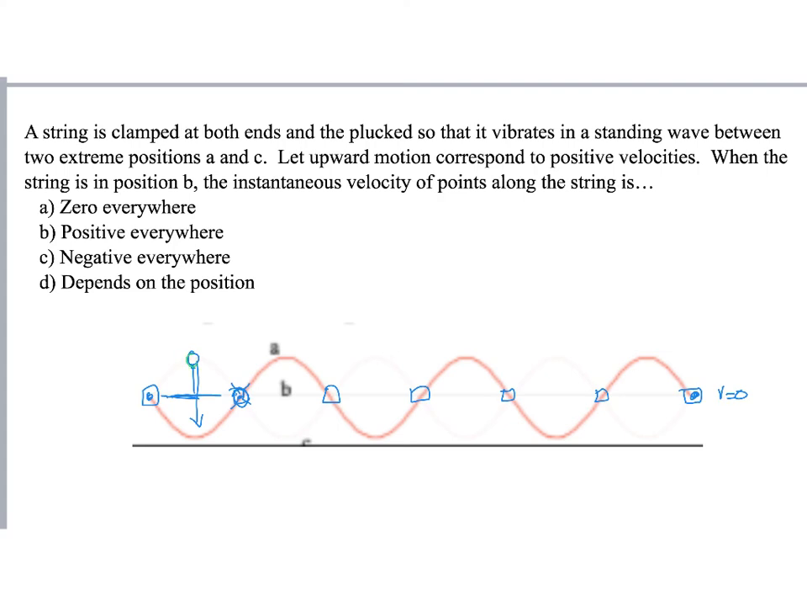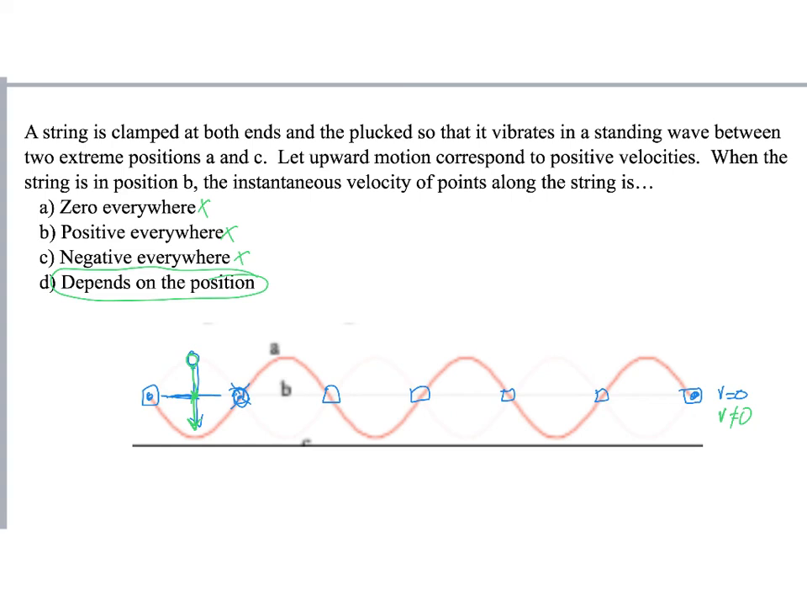Now, this guy, when he gets to the middle here, right, he's going to be moving downwards. He's not stopping there. He's not at 0. So the velocity anywhere else is not 0. Okay, which means it's not 0 everywhere. It's not positive everywhere because some places it's 0. It's obviously not negative everywhere. So therefore it must depend on the position, right?